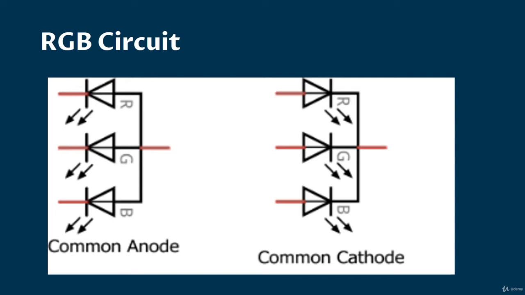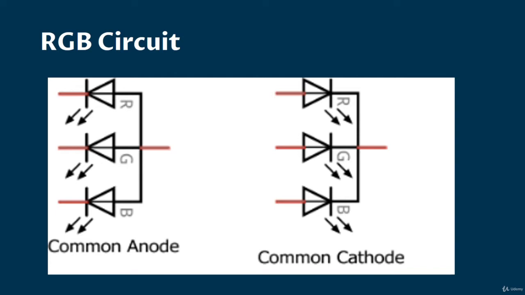Whenever you want to purchase RGB LED, you should mention what you need: common anode RGB LED or common cathode RGB LED. Whenever you are using common cathode RGB LED, you should connect the common pin to ground and apply 5 volt at the anode terminals. But in case of common anode RGB LED, you should connect the common pin to 5 volt and apply 0 volt or ground at the cathode terminals. Then only these RGB LEDs will work.